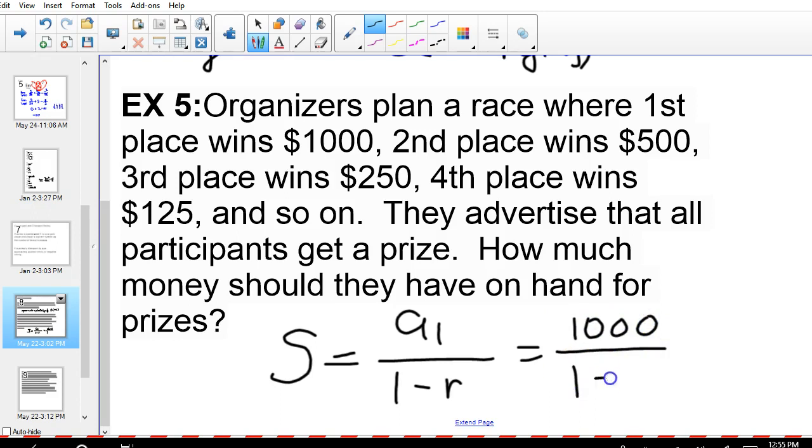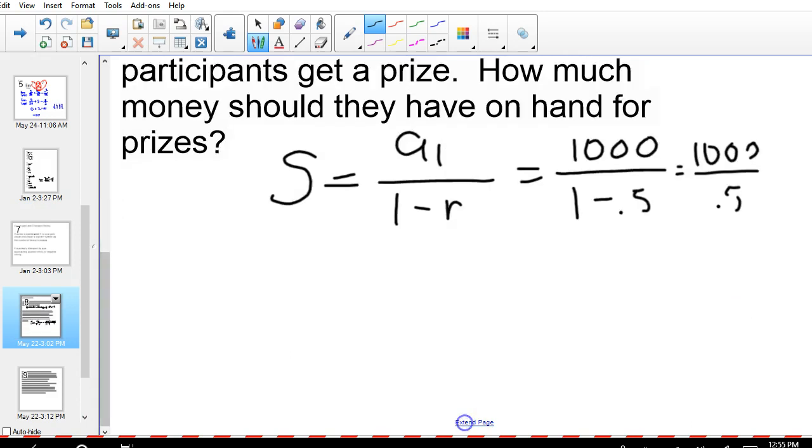And what is our r value? What number are we multiplying by each time? 0.5, right? We were actually dividing by 2, but that's the same as multiplying by 0.5. So this ends up being 1,000 over 1/2, which gives you $2,000.